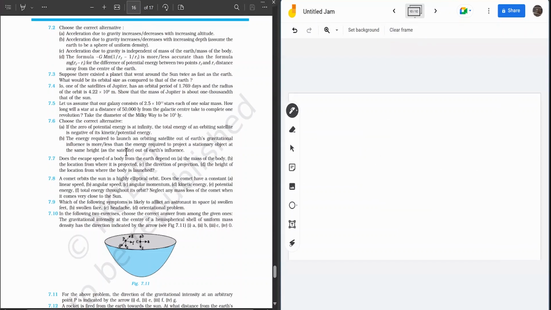Okay. Thus, the escape speed of a body from the Earth depends on the mass of the body, the location from its projection, the direction of projection, and the height of the location from where the body is launched. Okay. So escape speed formula is root 2 gR. Okay. Now escape speed does not depend on mass of body. Okay. Escape speed does not depend on location either. Okay. And it does not depend on direction here either.